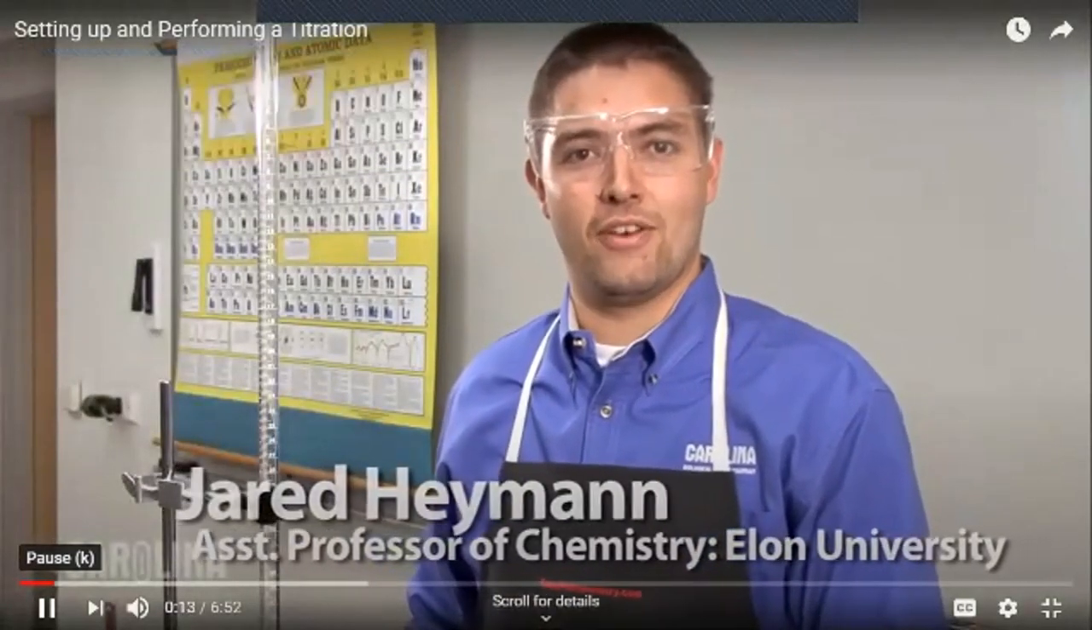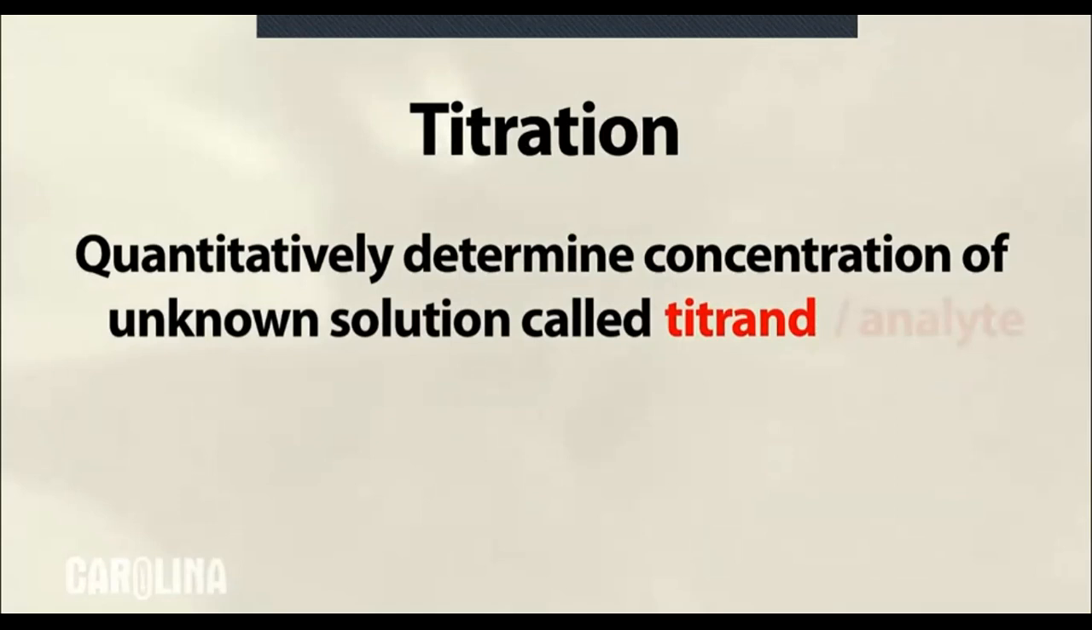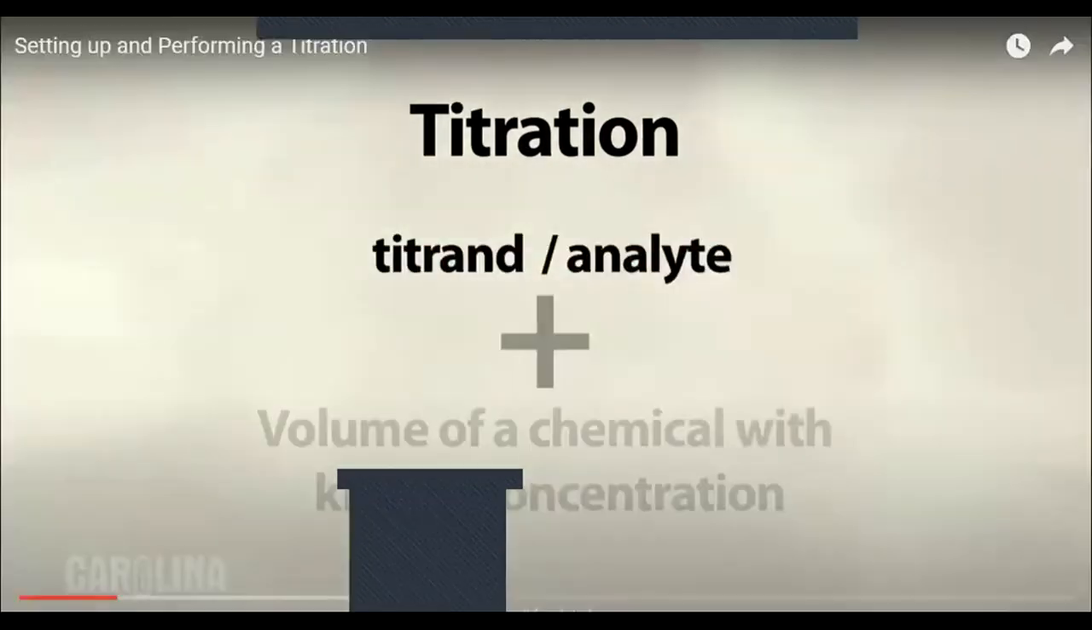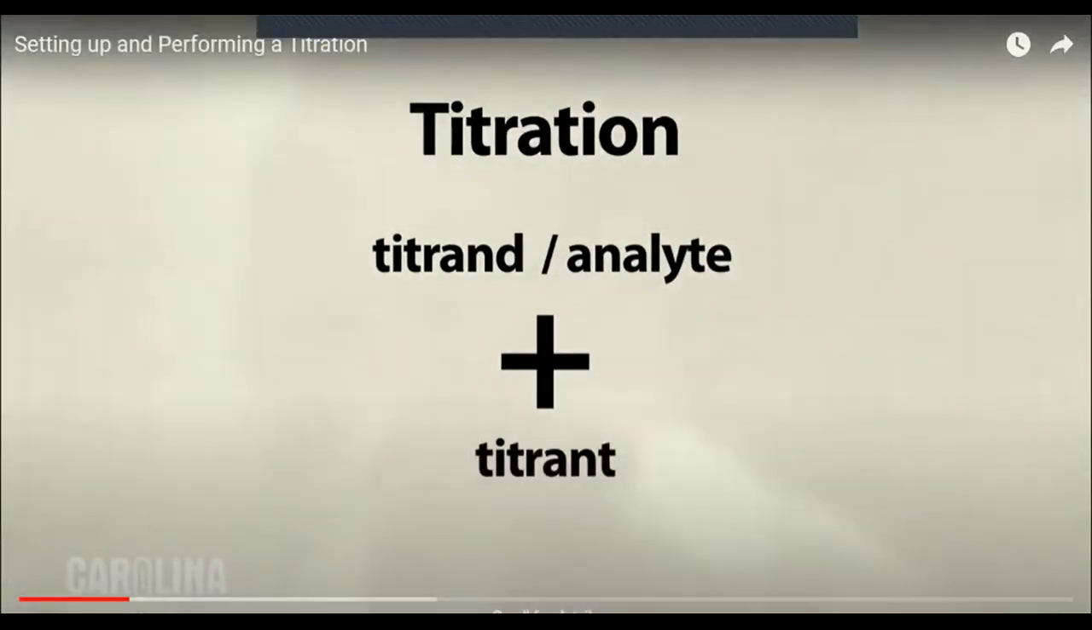Hi, I'm Jared Hyman, an assistant professor of chemistry at Elon University. Today, we will be discussing the proper titration technique using the complete single burette assembly kit available from Carolina Biological Supply Company. This is the first in a 2-part video series on titration. The purpose of a titration is to quantitatively determine the concentration of an unknown solution, commonly called the titrand or analyte, by adding a volume of a chemical with a known concentration called the titrant.